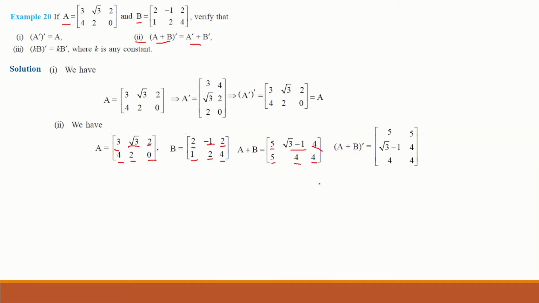So after adding these two matrices A plus B, we have to take transpose of it. Which is, यहाँ पे अभी 2 रोज हैं तो ये 2 रोज बन जाएंगी 2 कॉलम्स, which is 5, √3 minus 1, 4, ये बन जाएगा फर्स्ट कॉलम, and 5, 4, 4 ये बन जाएगा सेकंड कॉलम.